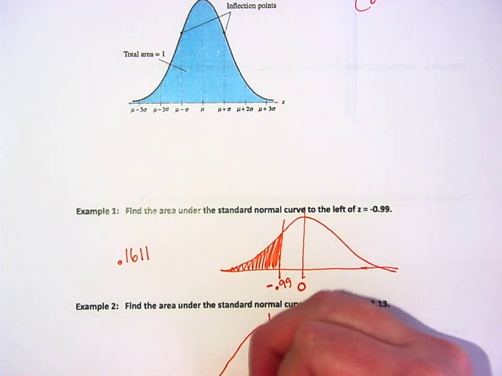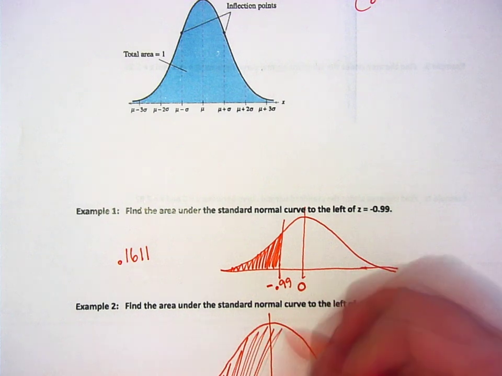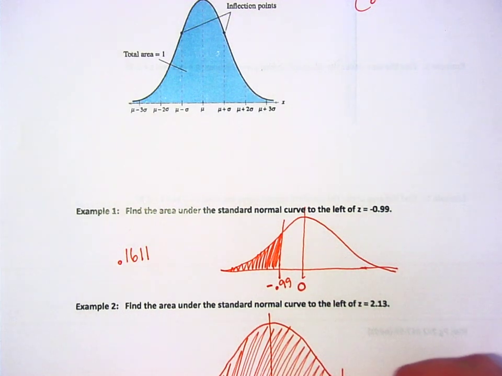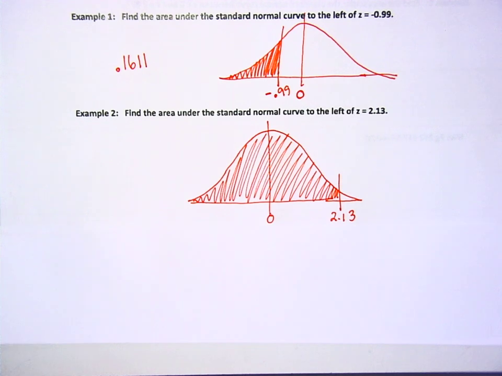So you go to points, was it points 9? Yes. You go to 2.1 and then to 0.03. So should the answer be 0.934? What do you say? 0.9834? Yep.